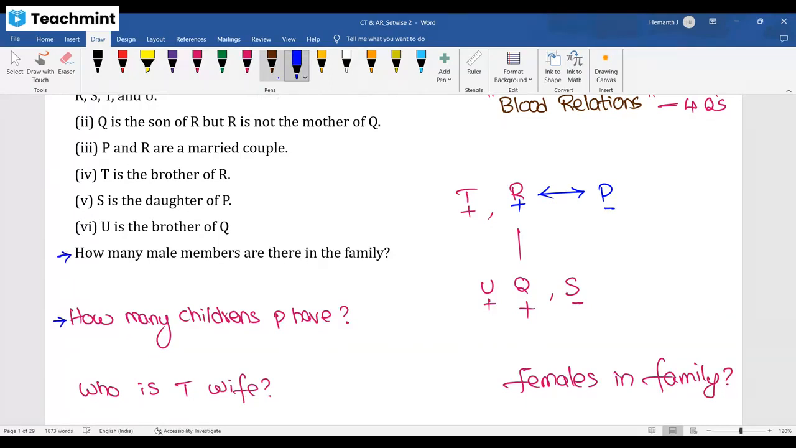We have four male members, plus indicates male. Second question, how many children is P having? Three children. Who is T's wife? Option is cannot be determined. You have six people all completed, but here T's wife is not there. Cannot be determined with the given data actually. Females in the family are P and S. So those are the four questions they asked actually.